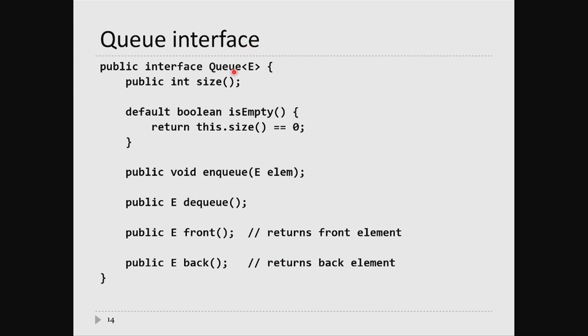It's going to be a generic queue, so we can make a queue of any element type. Remember, when you make it a generic interface, the generic type variable goes inside the less than and greater than brackets after the interface name. Anywhere you need to refer to the type of element, you just use the letter E. So we enqueue an element of type E, we dequeue an element of type E, and the front and back elements, when we return them, are both elements of type E.